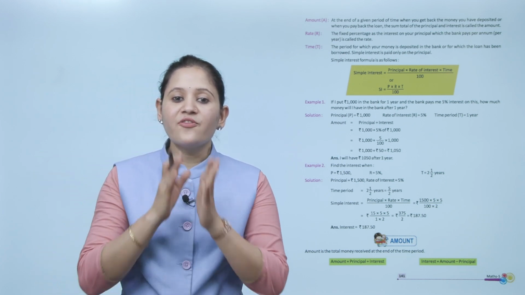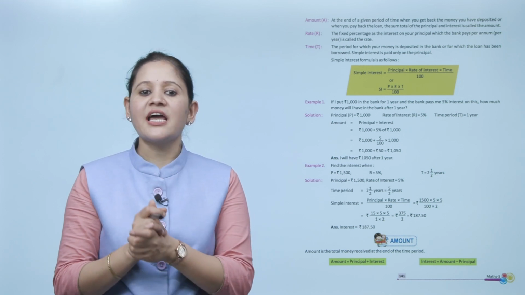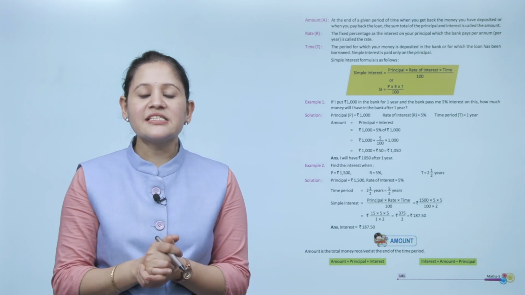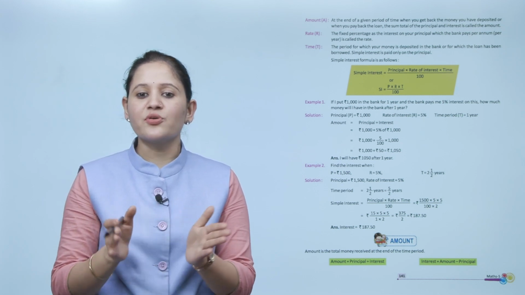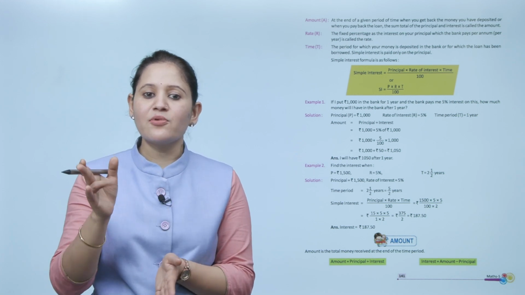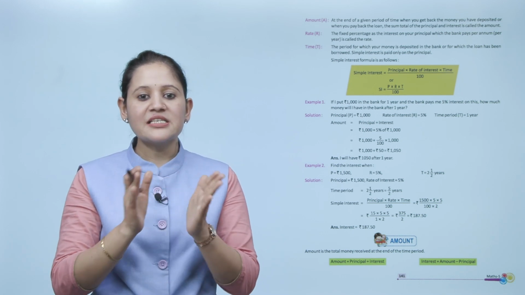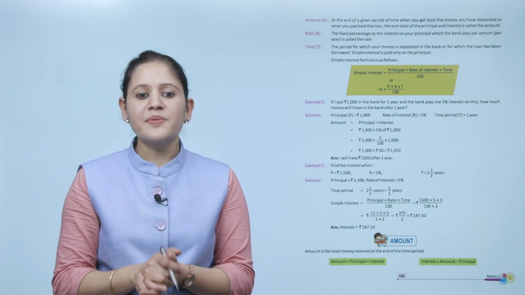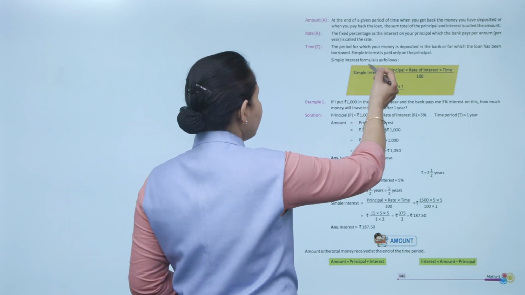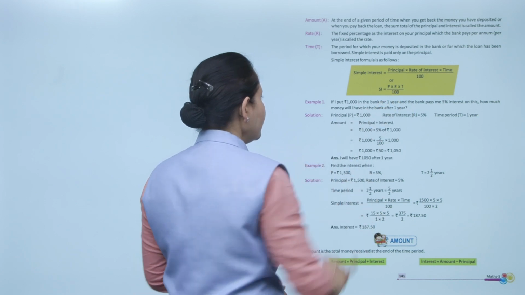Next is rate. The fixed percentage of interest on your principal which the bank pays per annum, means per year, that is called the rate of interest. Next is time. The period for which the money is deposited in the bank or for which the loan has been borrowed, that time is known as time. Simple interest is paid on the principal. What will be the simple interest formula? Principal into rate of interest into time upon 100. Simple interest equals P into R into T upon 100.